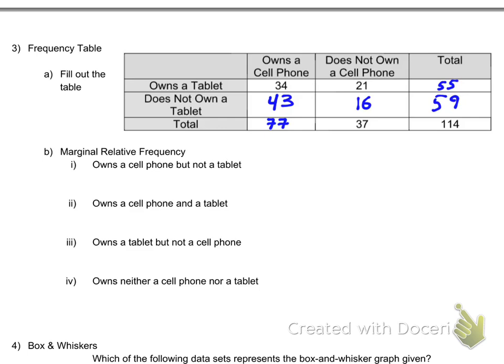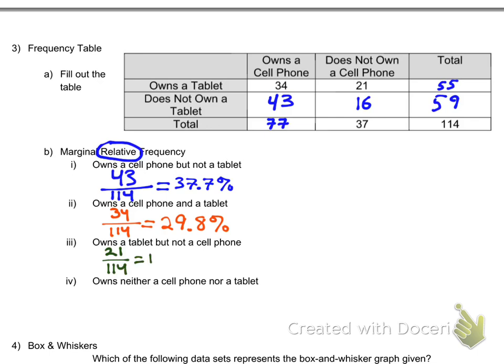So we're good there. Now, this next part, the marginal relative frequency, the key word here is relative frequency, because we care about our percentage, how often this happens. So if you own a cell phone but not a tablet, that happens 43 times, but it's out of a total of 114 people that were surveyed. That number I grabbed from the bottom right of the table, which is the total of the total. So you divide 43 by 114 and you get 37.7%. And we can do that for each of these, and you just get a different percentage.